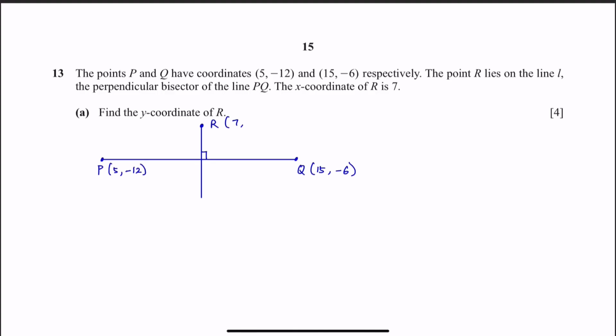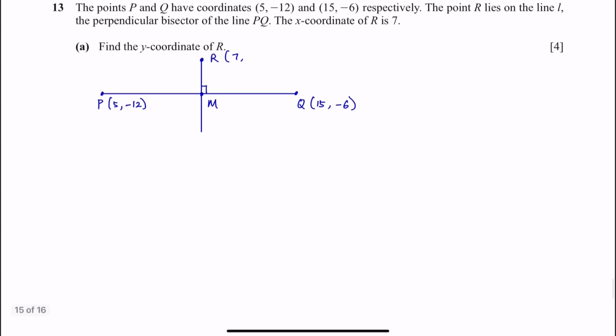How do we do that? We know that this is the midpoint of PQ. Let's call it M. And now we need to find the coordinates of M. So M would be (5 plus 15) over 2, and (-12 plus -6) over 2. So this would give us 10 and -9. So M would be (10, -9).